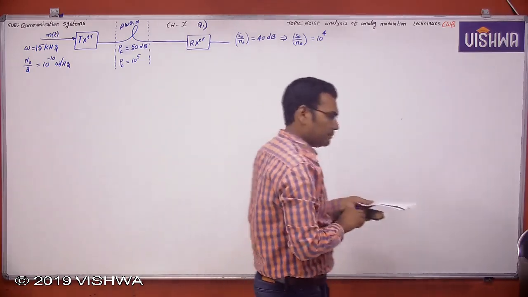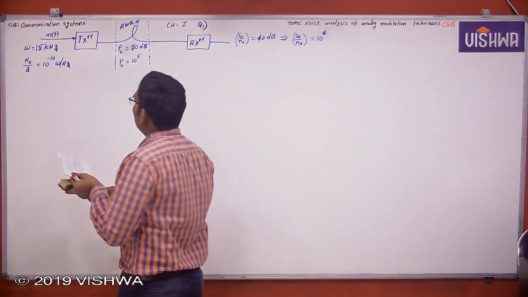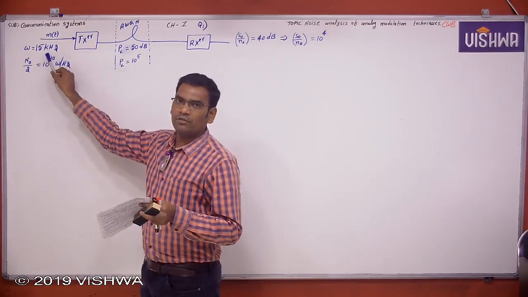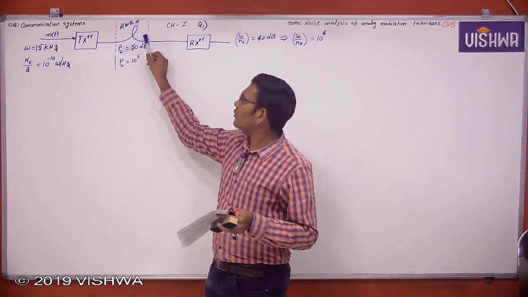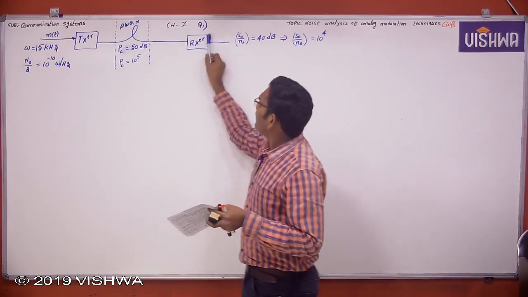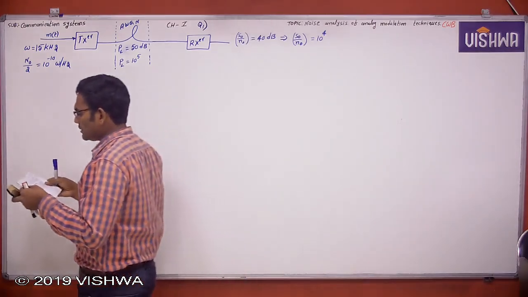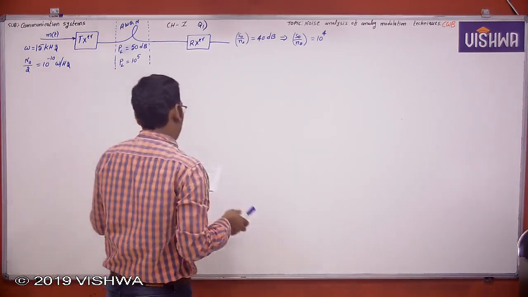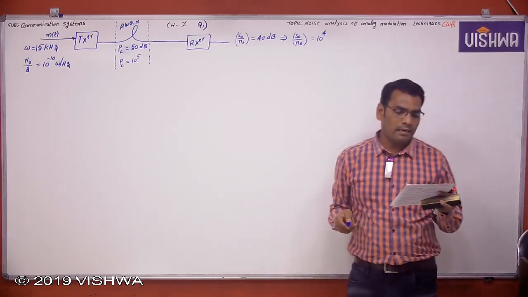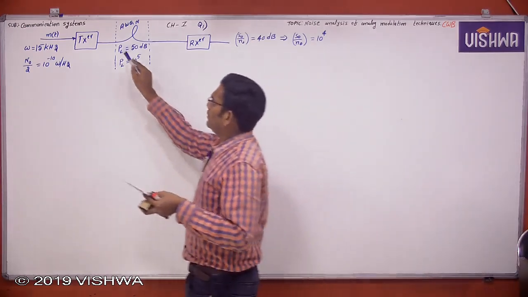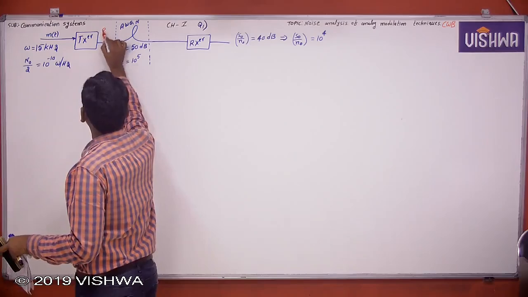But what is he asking? See, this is a message signal band limited to 15 kHz transmitted through a channel after modulation, affected by additive white Gaussian noise with a power loss of 50 dB, and the signal to noise ratio at the output of the receiver is 40 dB. So the question he is asking is to calculate the transmitted power, the output power of the transmitter.